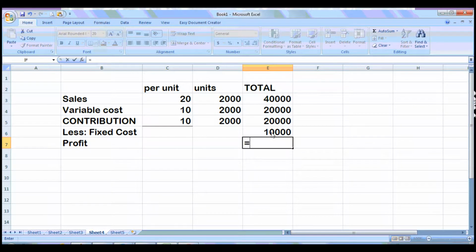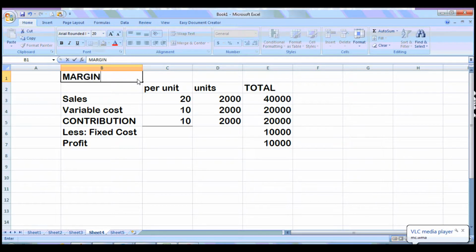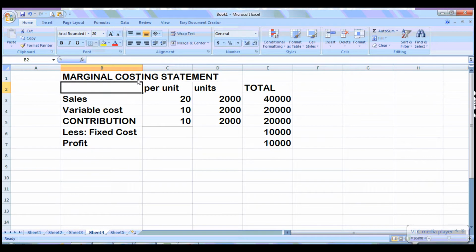In the next edition of the video, we will use the same example to deal with break-even point, profit volume ratio, cost volume profit relationship, margin of safety, and all other marginal costing concepts.